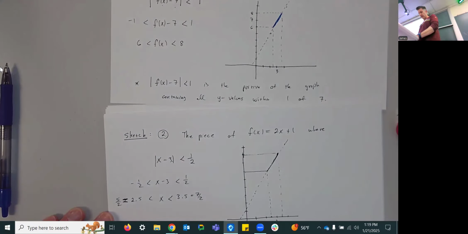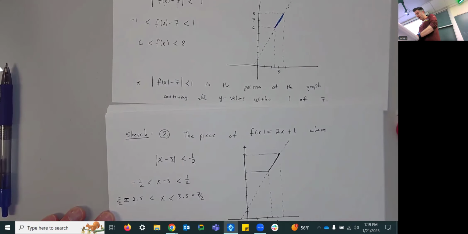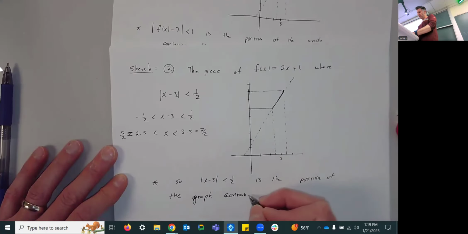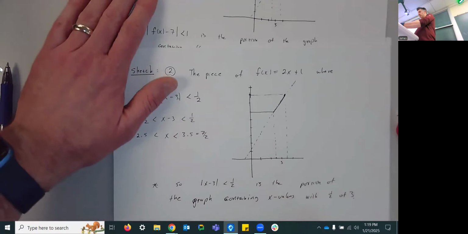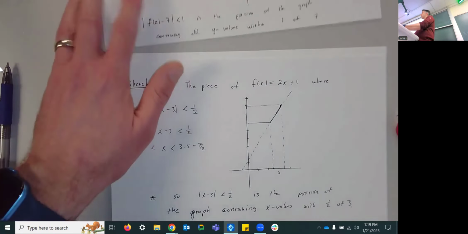What I want to point out is that x minus 3 less than 1/2 is the portion of the graph. I'm just writing the words I've said. The portion of the graph containing x values within 1/2 of 3. And these are the same.